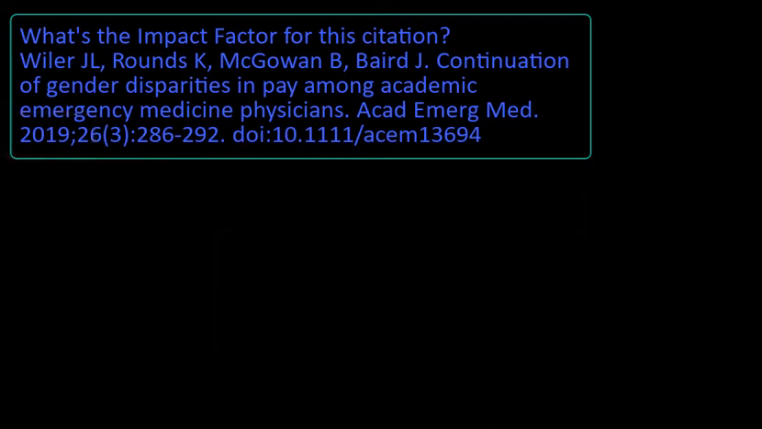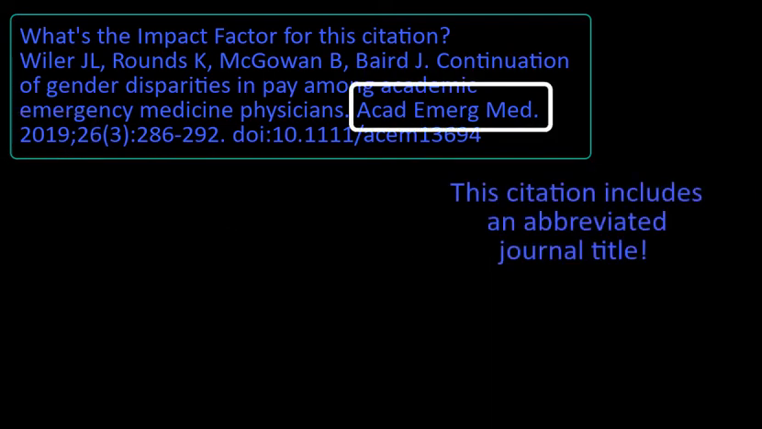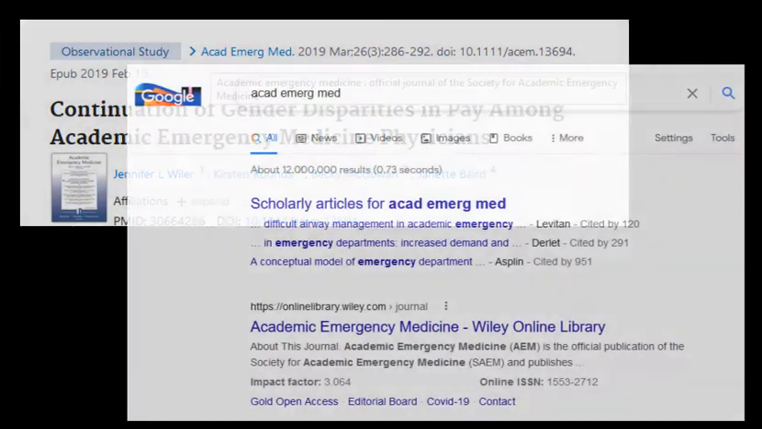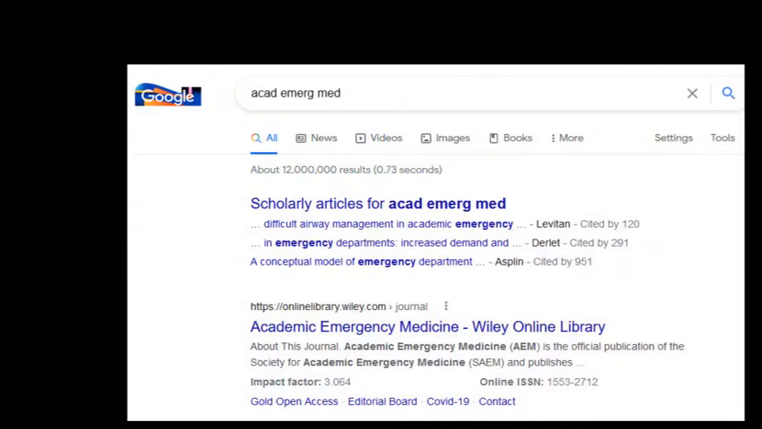You will also need to know the full title of the journal. If you do not know the full title, hovering your cursor over the citation in PubMed will show the full title of a journal, or use a web search to find the journal's homepage.